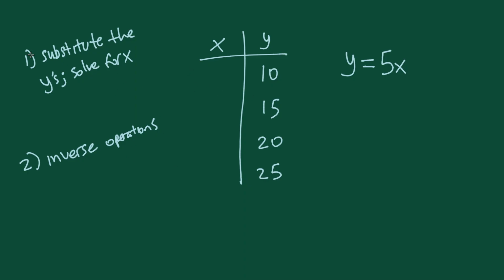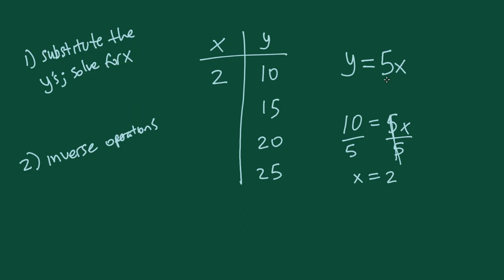Let me give you a sample of method 1. Substitute the y's. So we see that 10 is one of the outputs, so I'm going to put 10 for y. 10 equals 5x. And then if I solve for x, divide by 5, divide by 5, x equals 10 divided by 5, which is 2. That would be the first method. And we could plug in 15 for y, 20 for y, 25 for y. That would work.